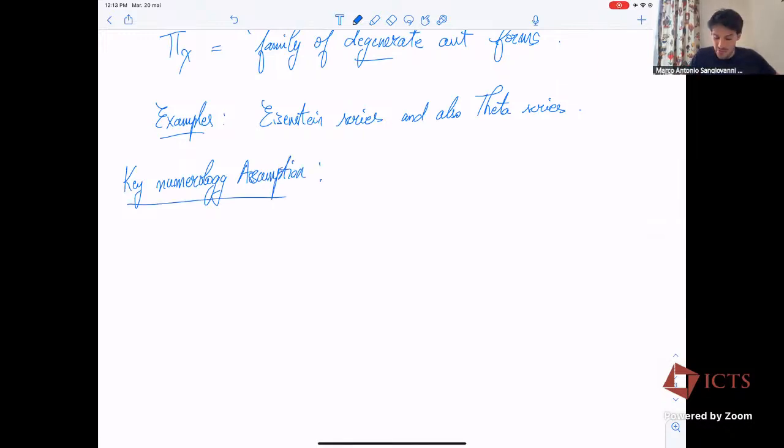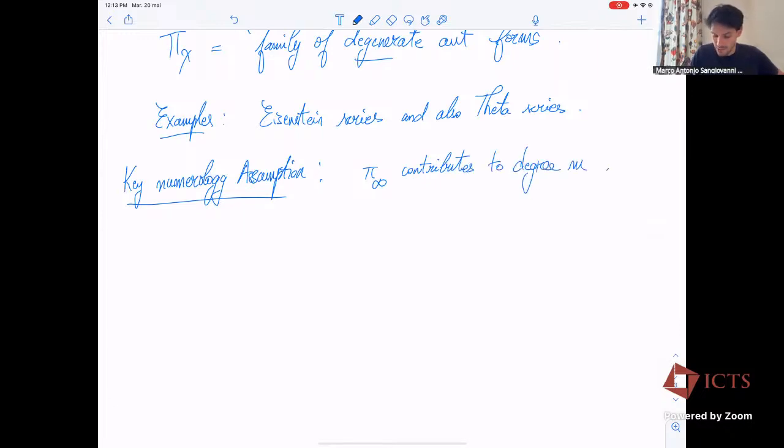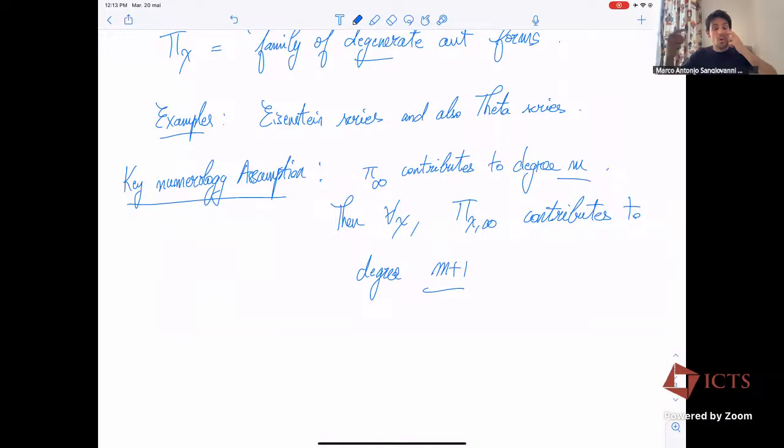And so if the infinity part, if pi infinity contributes to degree m, then for all chi, pi chi infinity needs to contribute to a degree n plus 1, okay? One more.